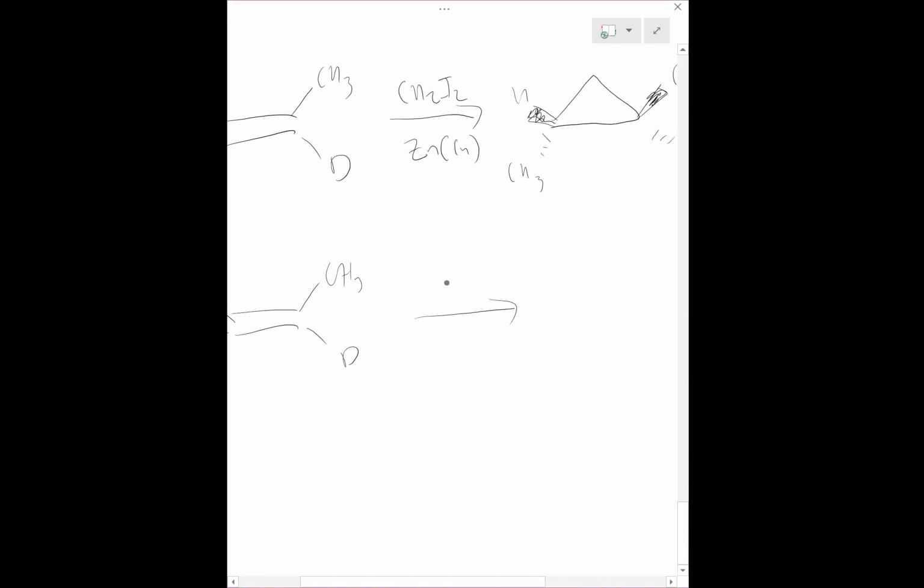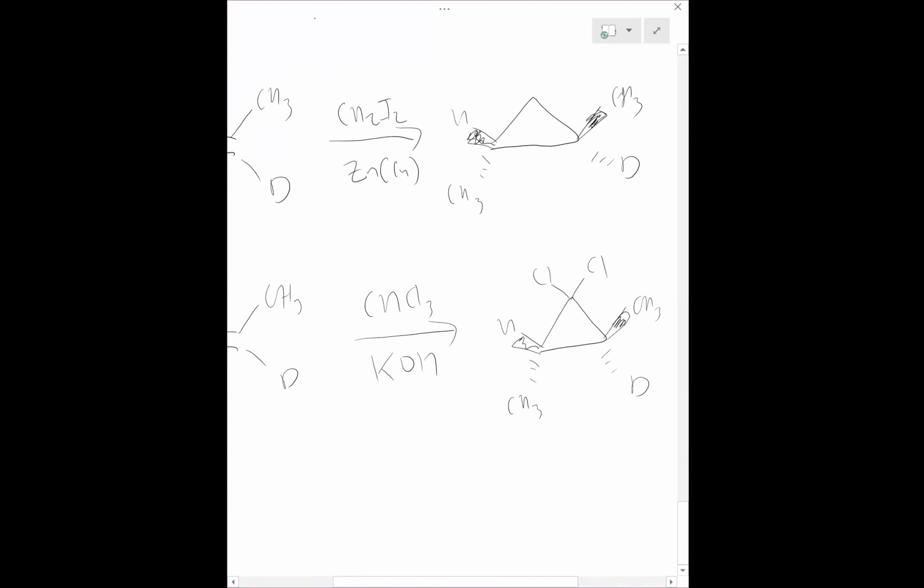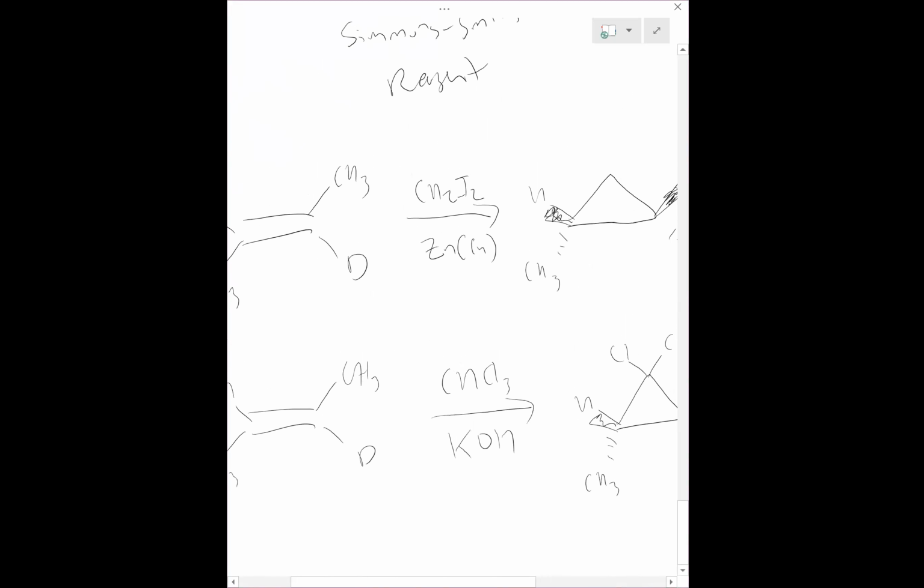So if you have CHCl3 or CHBr3, so the Cl could be replaced with Br, you'll form something that looks like what we have above. But now you have this dichloro or dibromocarbene. So again, the reason she does these right after each other is because they're kind of in the same category.